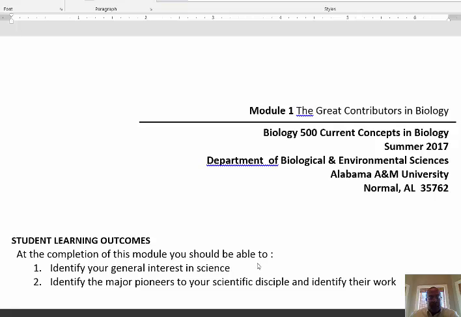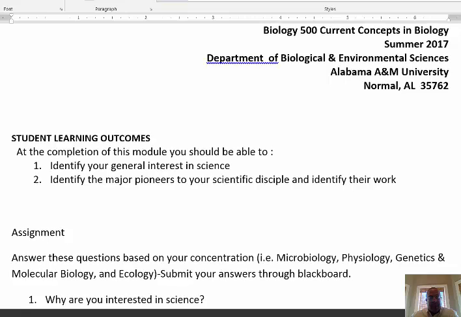You should be able to identify what your science interests are, and also identify those scientists who are the major pioneers in your scientific work. And also in this particular module, you need to identify their work and present that in your assignment. So those are your two student learning outcomes for this particular assignment.